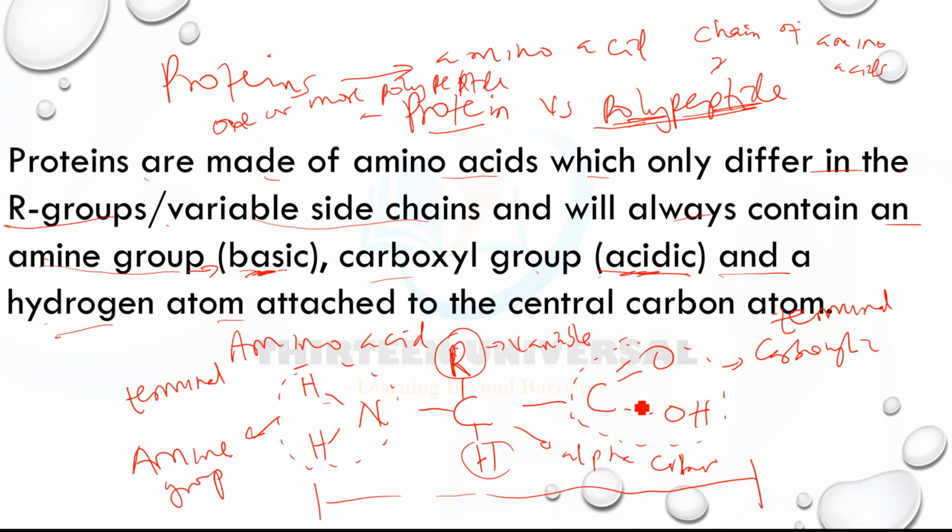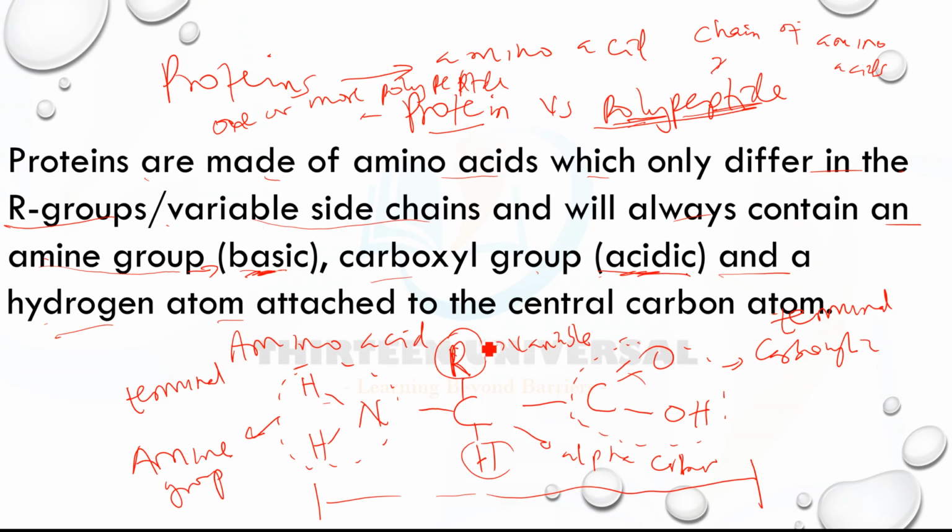The major advantage is that a peptide bond is usually formed between the terminal carboxylic group of an amino acid and the terminal amine group of an adjacent or neighboring amino acid. This is very key, guys. Don't forget it. So these two help to form the peptide bond.